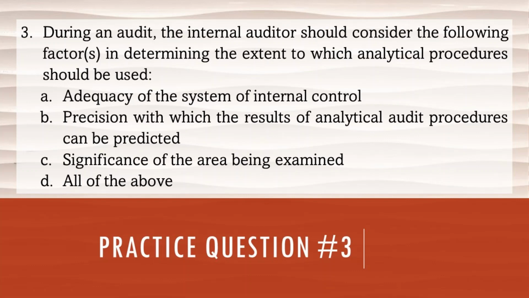So all of these really are something that the internal auditor should consider when determining how far or how many analytical procedures should be performed. We do want to know, is the system adequate? Is the precision with which the results of these procedures can be predicted important to us? So do we need to perform more statistical analysis rather than trend analysis? Then lastly, the significance of the area being examined is also important, because if we're just looking at, let's say, a cash balance, we may just need to do a trend analysis to see how did cash change from last year to this year.